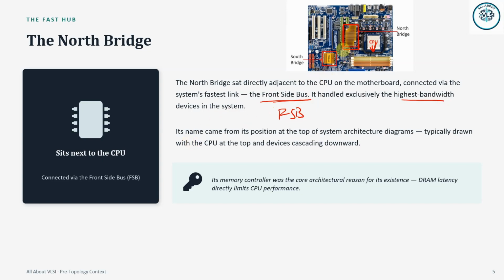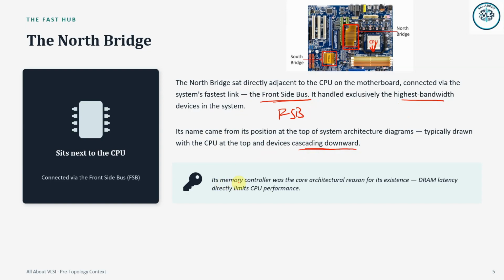The name north bridge came from the system architecture, which is typically drawn with the CPU at the top and devices cascading downwards. That's the reason: this north bridge is upward of your CPU, so it is called the north bridge.